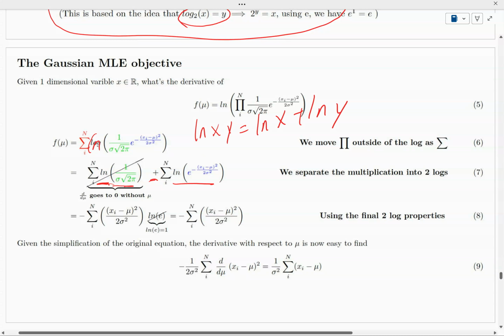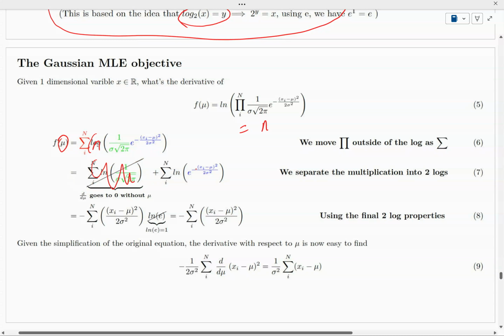That's how I did the split. So after I do the split, notice that there's no mu in this term. And therefore, when we take a derivative, this is a constant. So this is just 0. So we drastically simplify that.